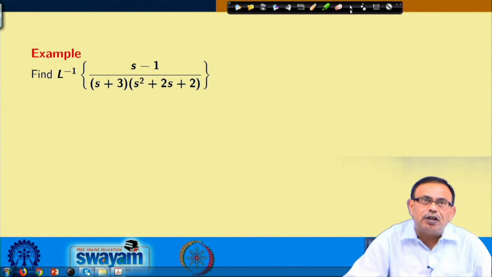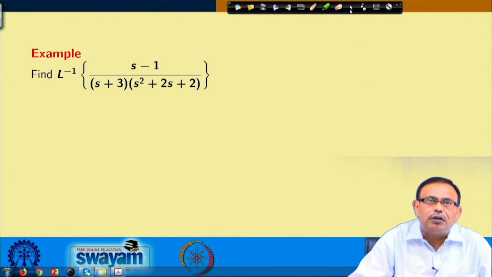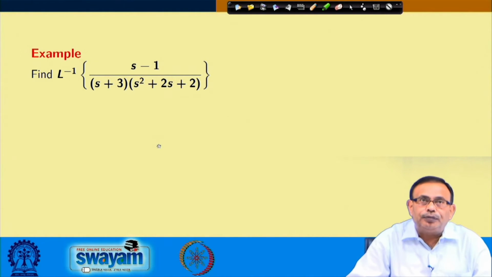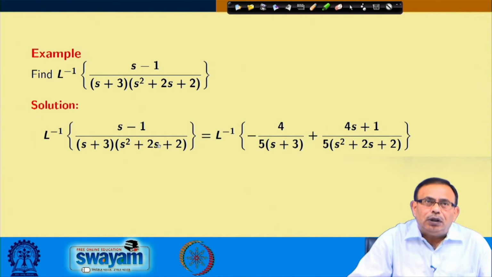So, in this example, what we did in the last one, I am breaking it into two parts, as I told you. In the denominator, usually I should have only one factor. If I cannot make it into a factor, I should try to use that theorem, whatever I just now stated, that if Laplace inverse of F(s) is f(t), then Laplace inverse of F(s minus a) will be e power a t into f(t).